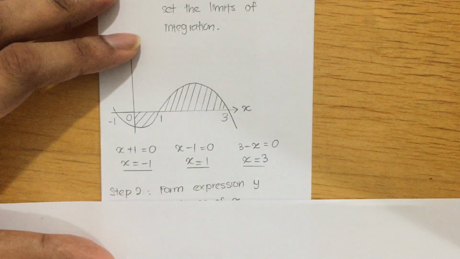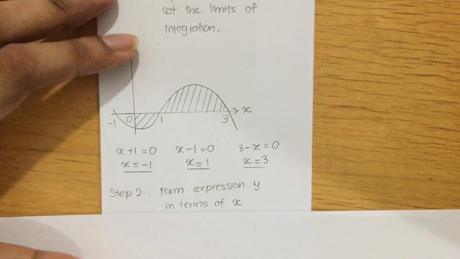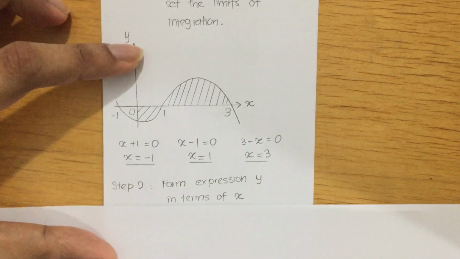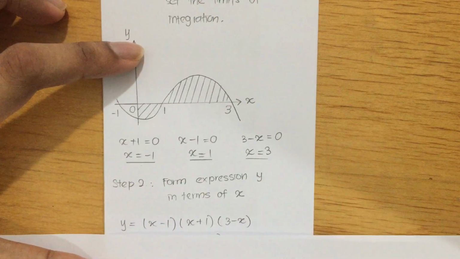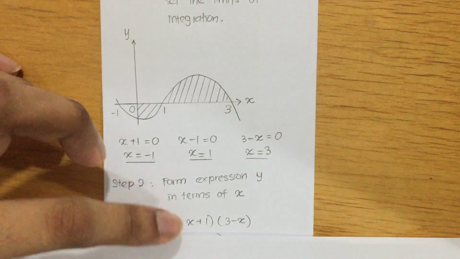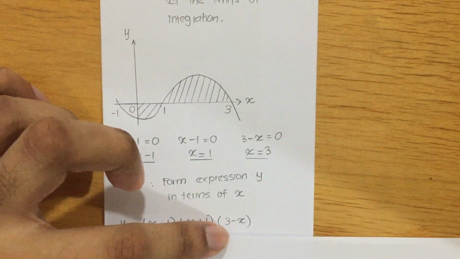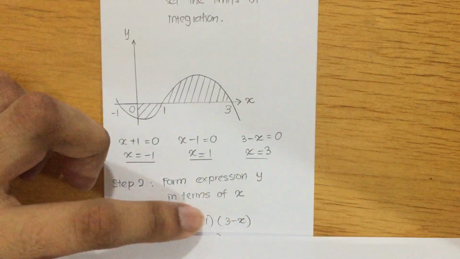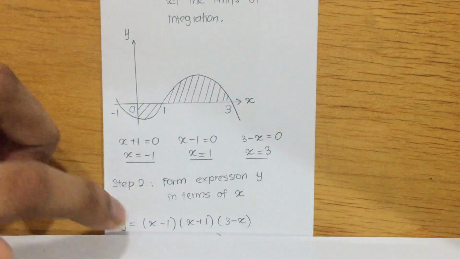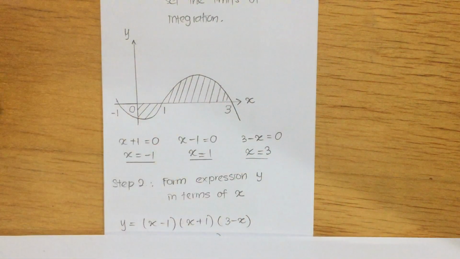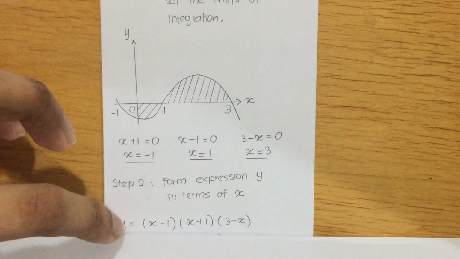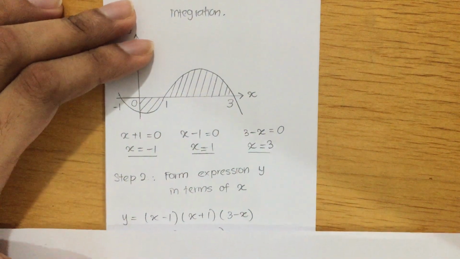So the next step, we need to form expression y in terms of x. So in the question, they have already given us y equals x minus 1 in a bracket, x plus 1 in a bracket, 3 minus x in a bracket. It's all in the factored form. So what we're going to do now is expand this bracket one by one, to form an expression y in terms of x.